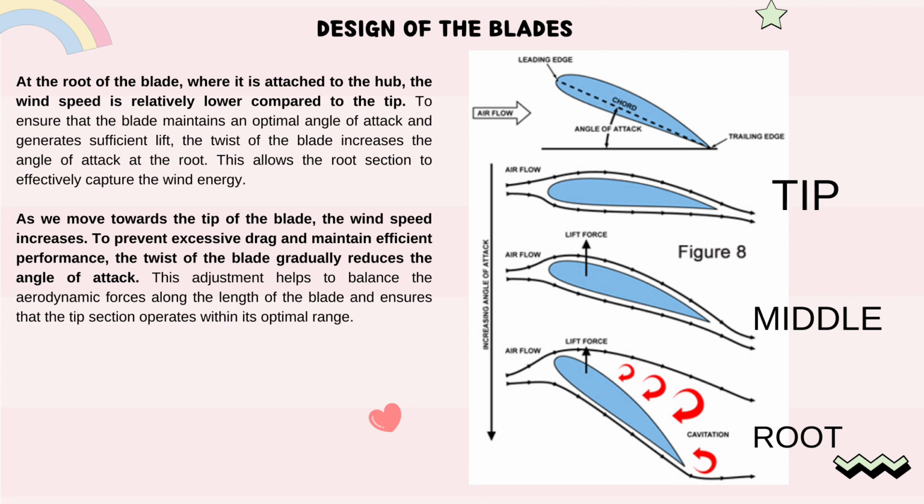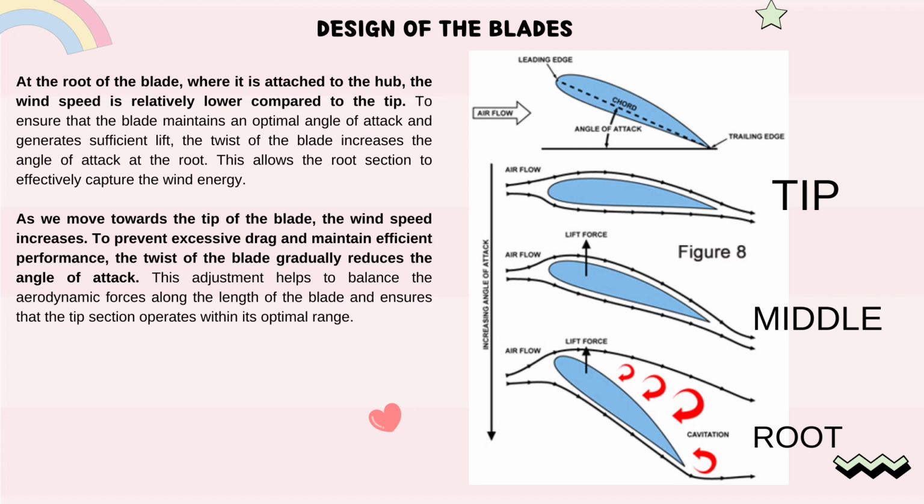To ensure that the blade maintains an optimal angle of attack and generates enough lift, the twist of the blade increases the angle of attack at the root. This allows the root section to effectively capture the wind energy. As we move towards the tip of the blade, the wind speed increases. To prevent excessive drag and maintain efficient performance, the twist of the blade gradually reduces the angle of attack.